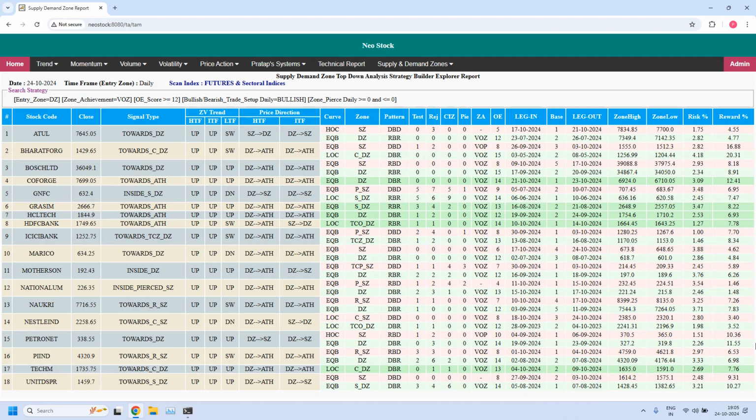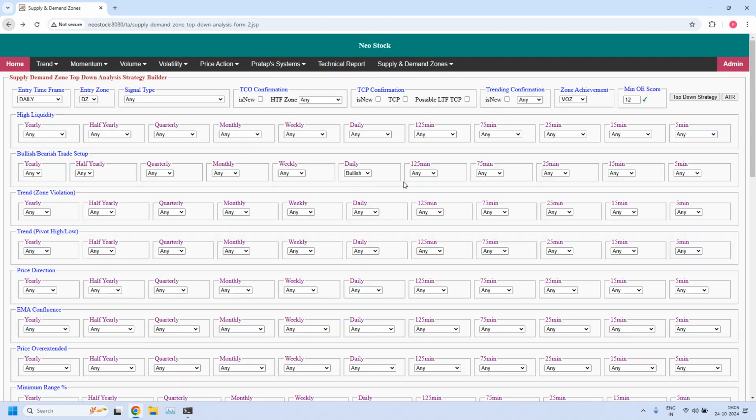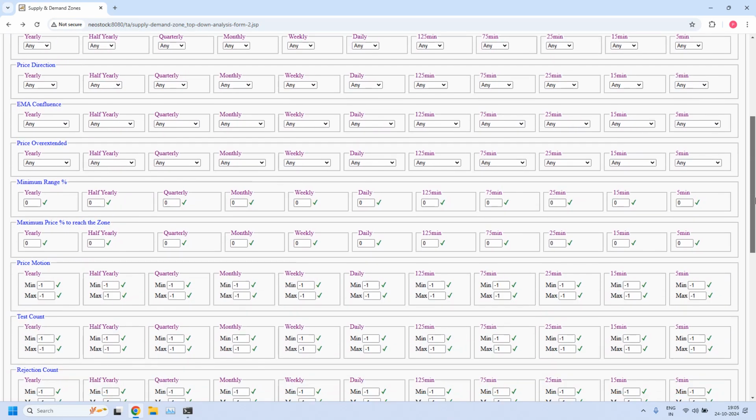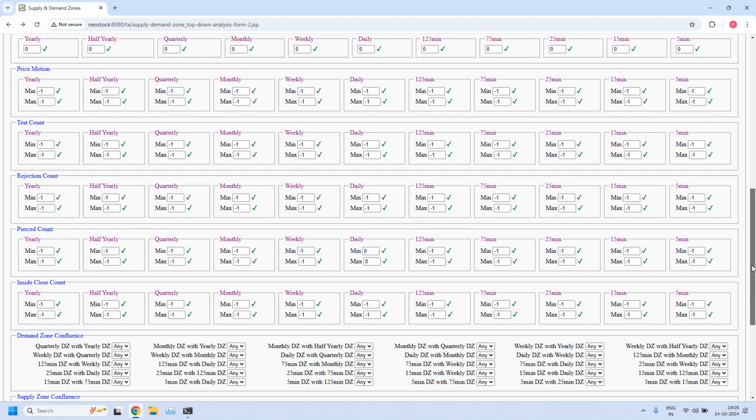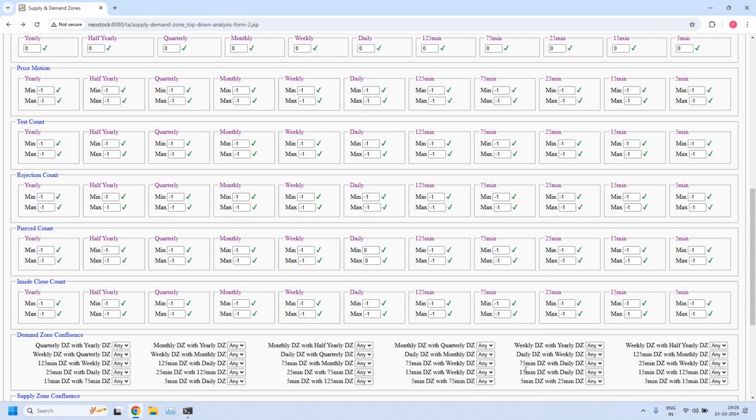Now let's verify how many of these zones are having high probability setup supported stocks out of these 18. So first filter, we will verify LTF and ITF demand zone confluence. That is the daily and weekly demand zone confluence. That means the daily demand zone is part of the weekly demand zone.